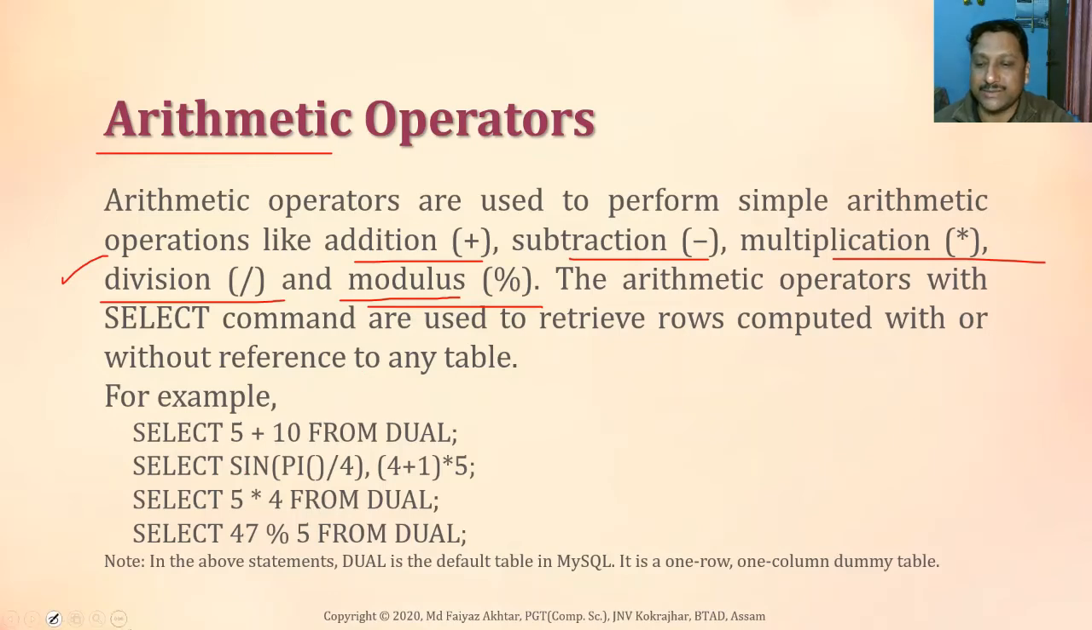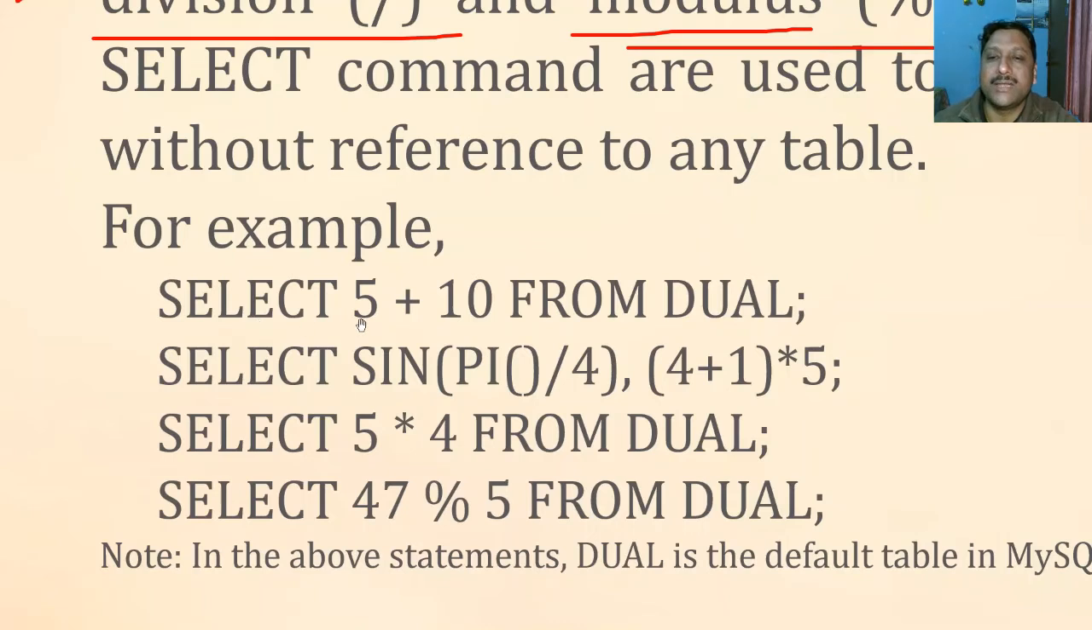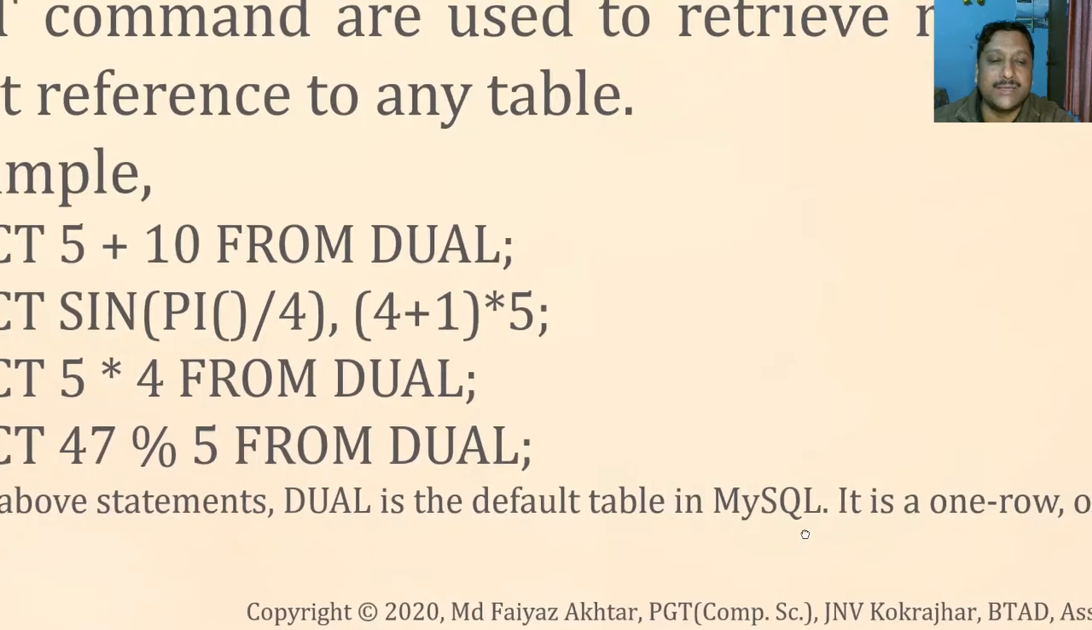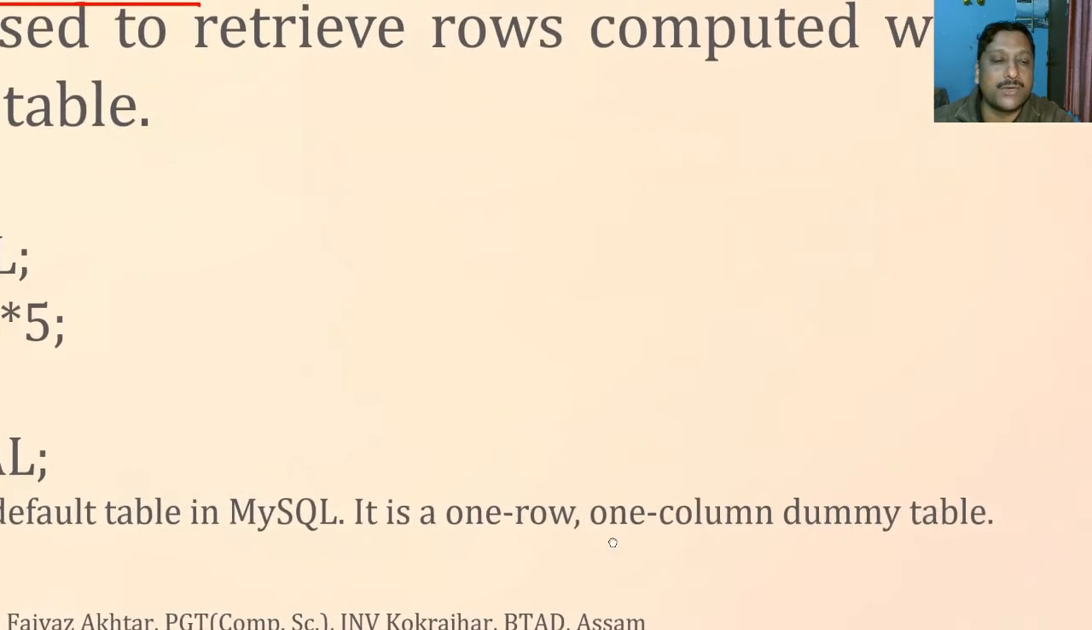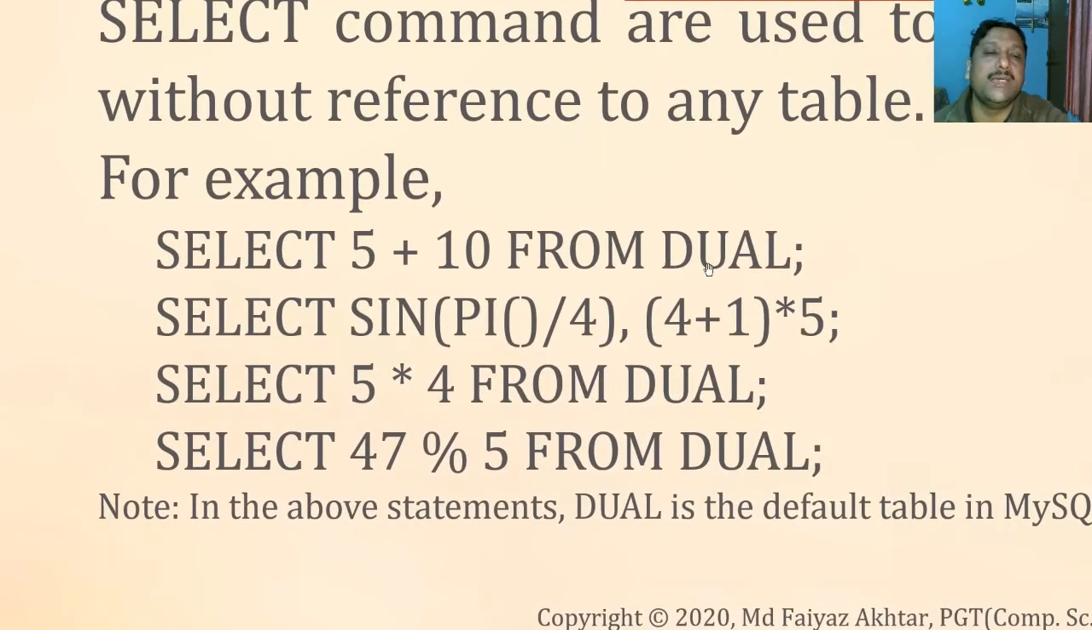See the examples here of how we can use arithmetic operators. Select 5 plus 10 from dual. 5 plus 10 means 15, it will display 15, and dual is a table. In the above statement, dual is the default table in MySQL. It is a 1 row 1 column dummy table. So we can give this name dual without creating this table. Okay, it is already available in MySQL. So 5 plus 10 from dual will display 15.